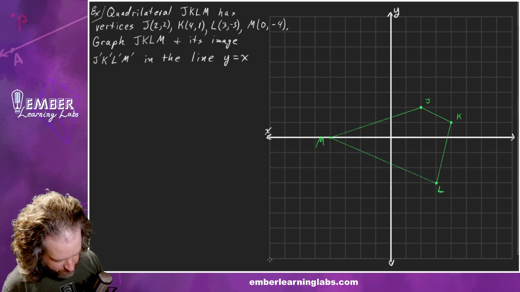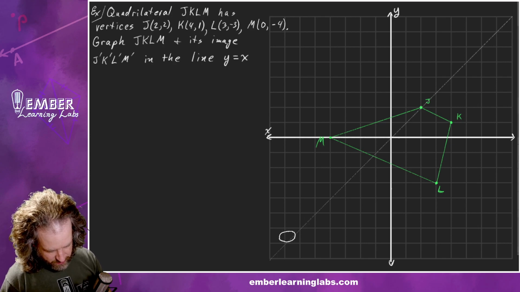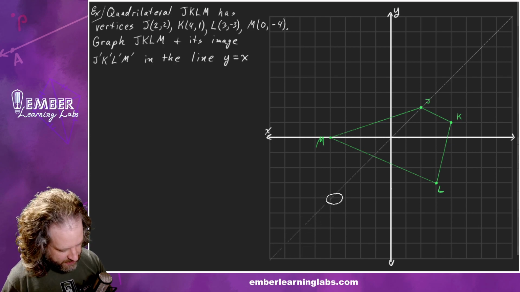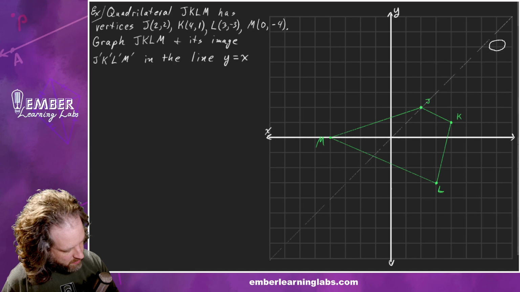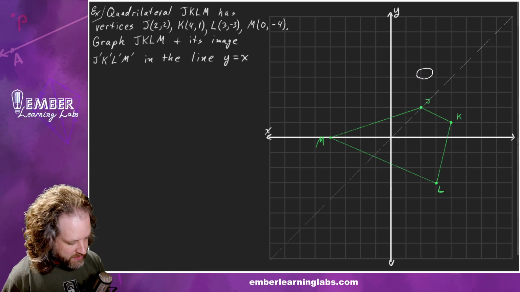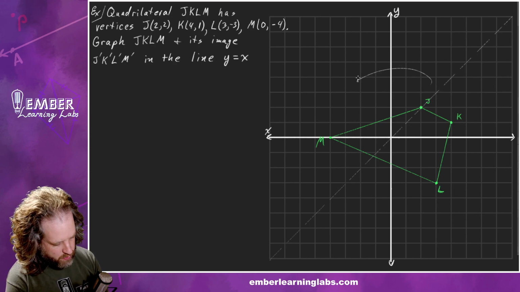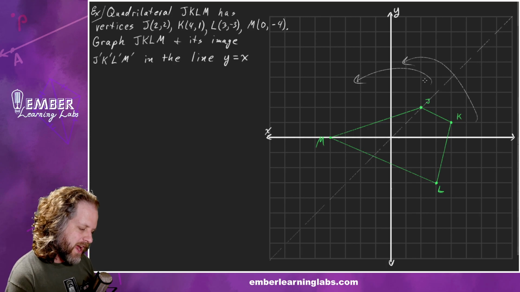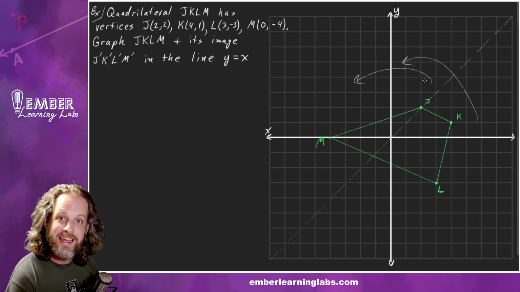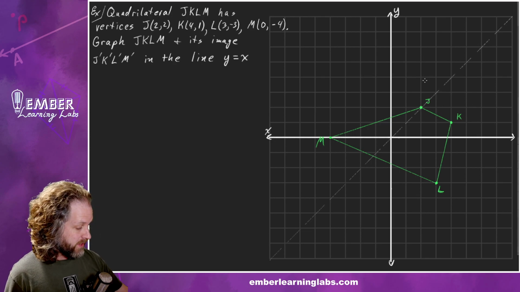So for me, it's easiest to do this, right? So there is the line we're going to reflect this over. So it is going to reflect, instead of just this way, it's going to go this way. So you kind of got to turn your head sideways and see how we're going to make that work, right? And so that's what we're going to do.